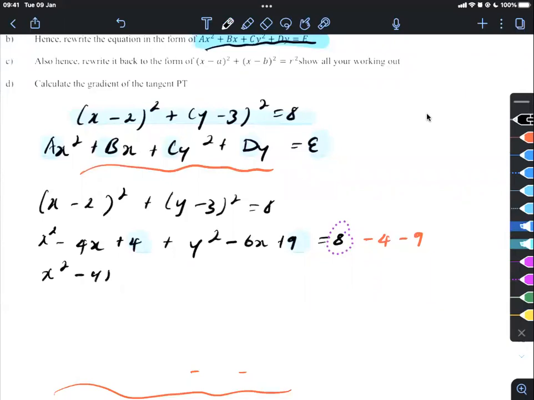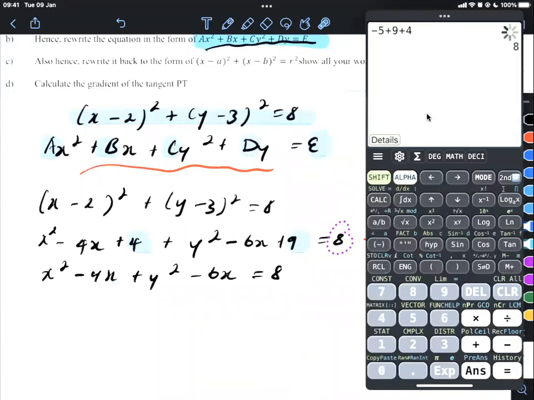squared minus 4x and then plus y squared minus 6y. Remember, I get rid of that. And then it equals 8 minus 4 minus 9. So we're going to take 8 minus 4 minus 9. Calculator should tell me what the solution is.